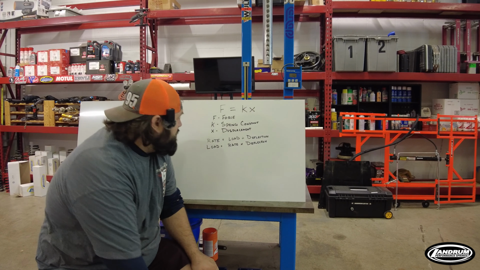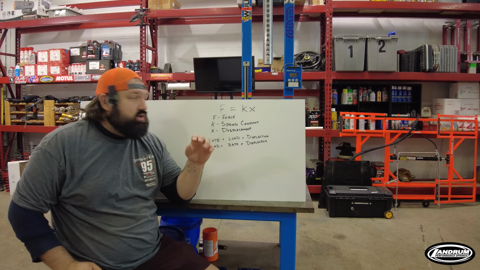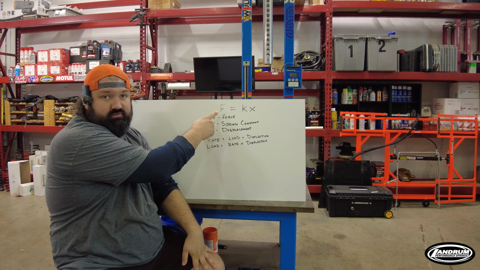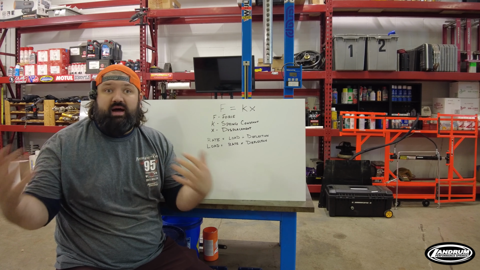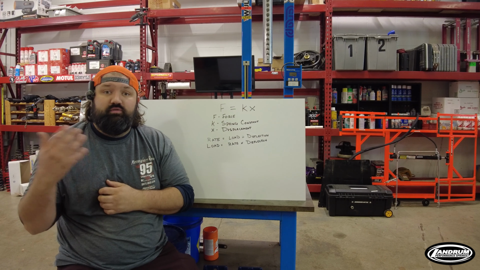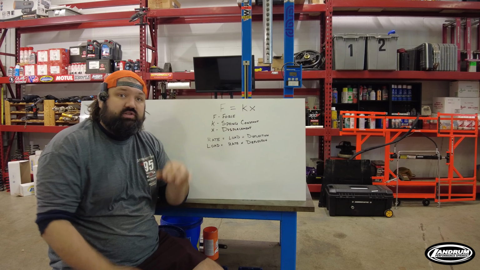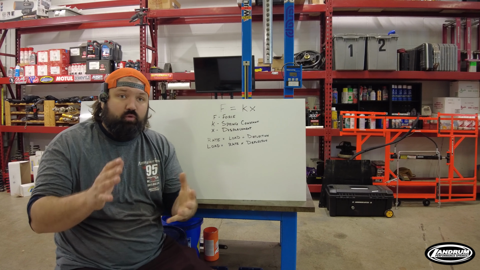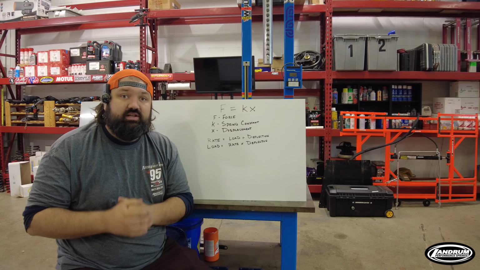This spring, along with all other springs, is going to follow Hooke's law. So Hooke's law is force equals Kx. The F is force, basically the load applied to the spring or the load produced by the spring. K is your spring constant, and X is the amount of travel, the displacement of the spring. We can use this equation to talk about the difference between load and rate, because F, the force, is your load, while K, the spring constant, is your rate.